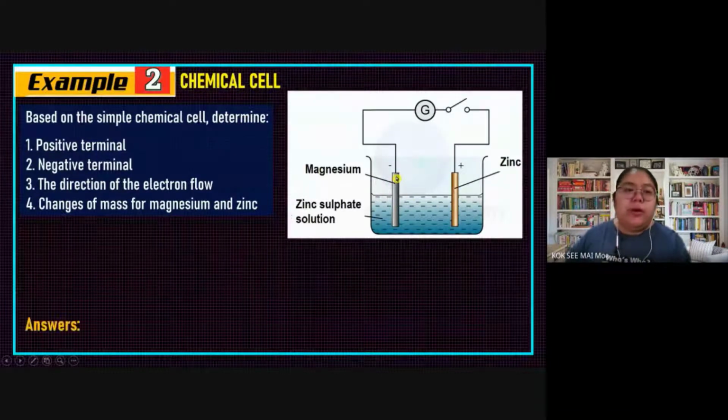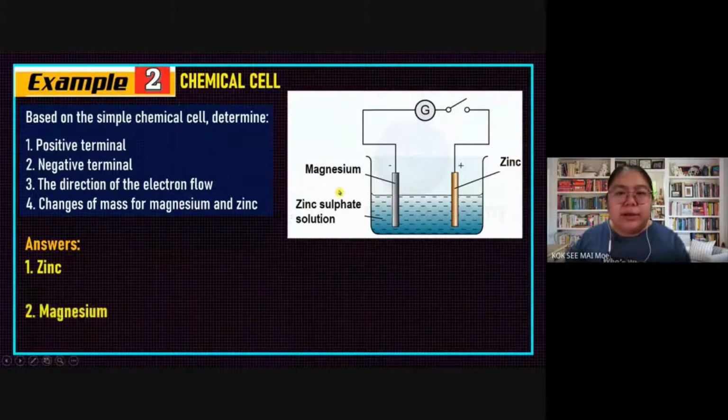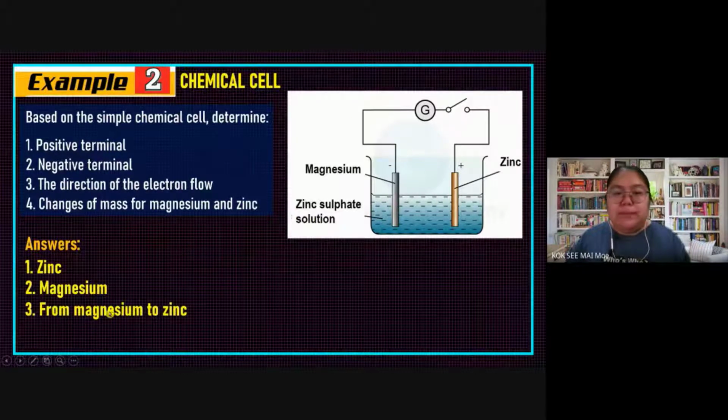So from here the positive is zinc and the negative is magnesium. Okay, direction. The electron, how does it flow? The electron must start from the magnesium and go to the zinc. If the question asks how the current flows, you must reverse it. Current starts from the zinc and goes to the magnesium. So we just answer for the electron: magnesium to the zinc.